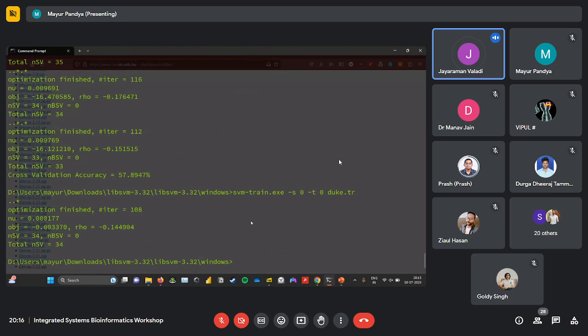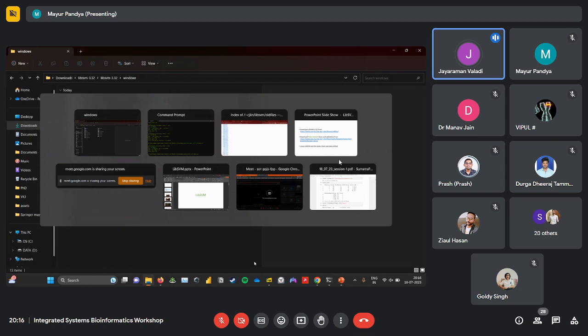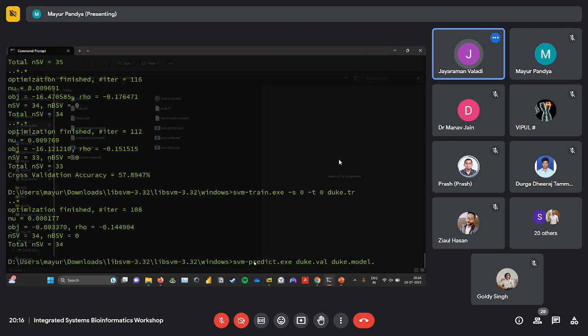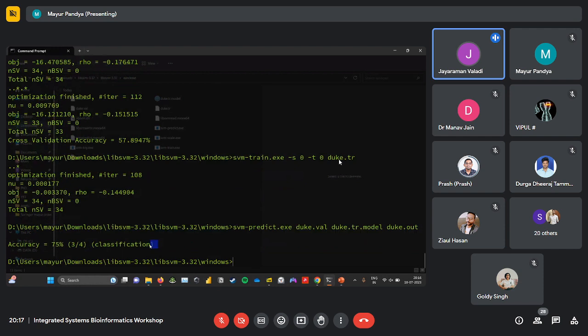No, this is not train. Duke dot, no, validation. So connect the validation test data, then the model, and then create your output data, duke.out, which will give you the class labels of each of the examples. Now run it. So the accuracy of the test set is 75%.